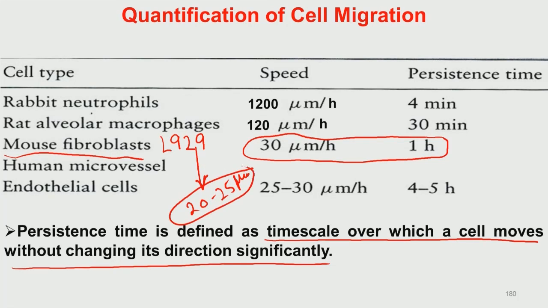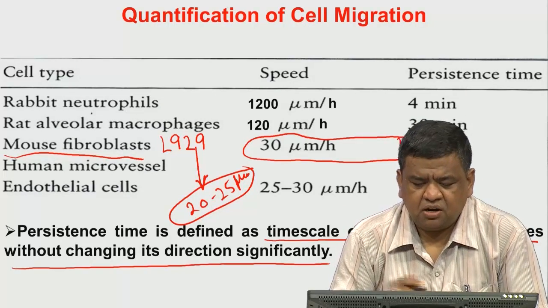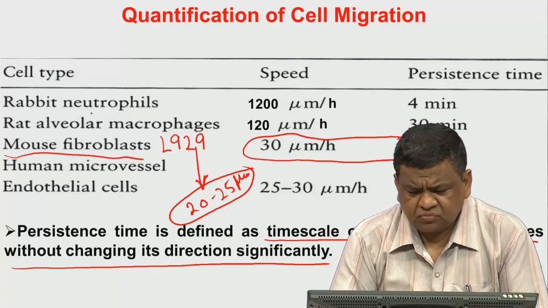That means in an hour a cell can move over a length scale which correlates with the size of the cell itself. So, you can realize how slowly a cell moves on a material substrate. The second number you see is persistence time, which is about 1 hour. One hour essentially means fibroblast cells can move on a particular substrate in a linear direction only for 1 hour. After that, it is likely to change direction and migrate in another direction.